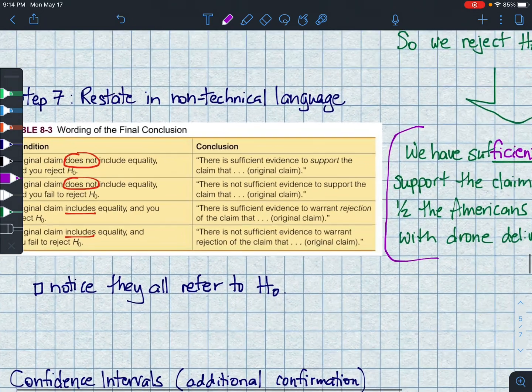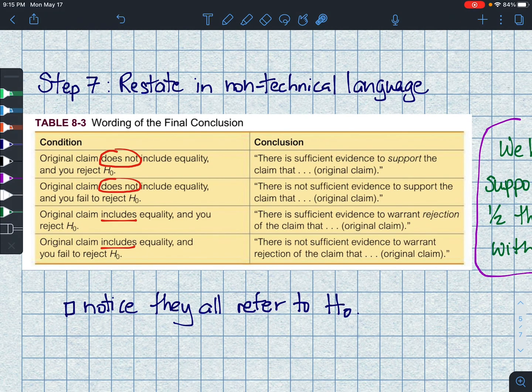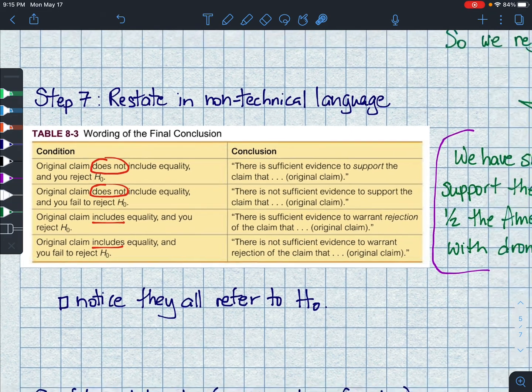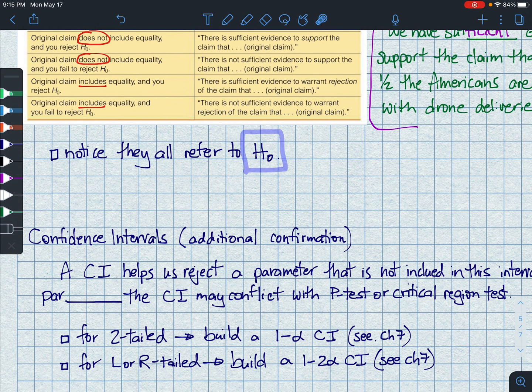as we can. Keep in mind there's actually 4 options when you go through here. Not only can you accept, reject, or fail to reject, right? Notice we have reject, fail to reject, and so on. So we have 4 options. Now the question is, did we include the equality symbol in my original claim? In this case, because we include equality in my original claim, there is sufficient evidence to warrant a rejection of the claim. All right, notice they all refer to H sub 0.